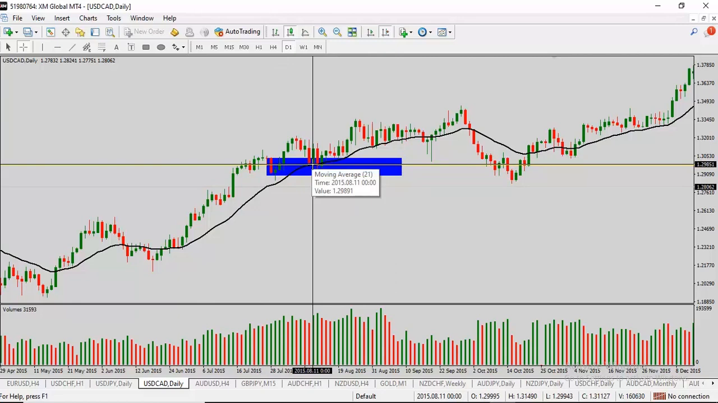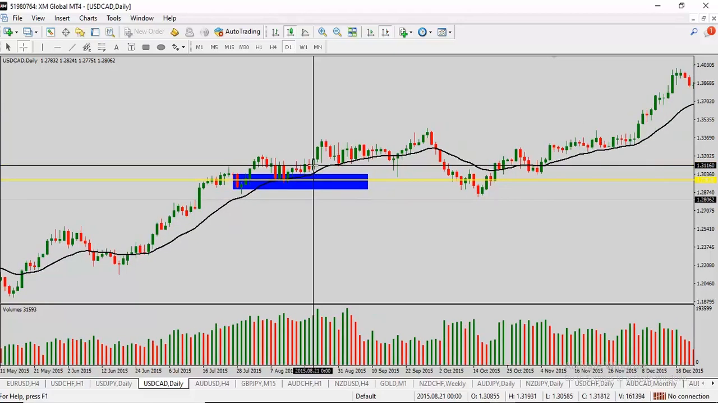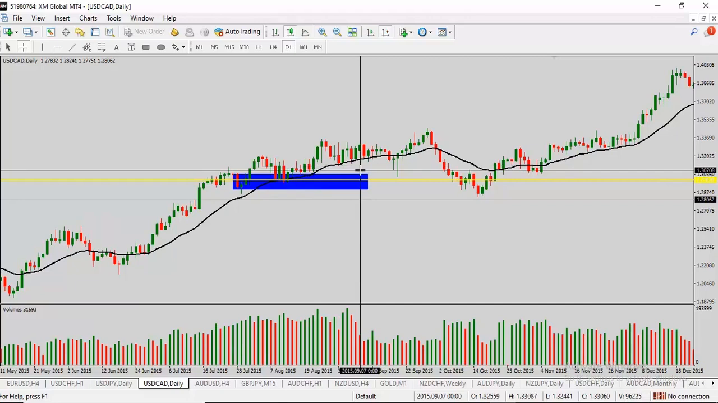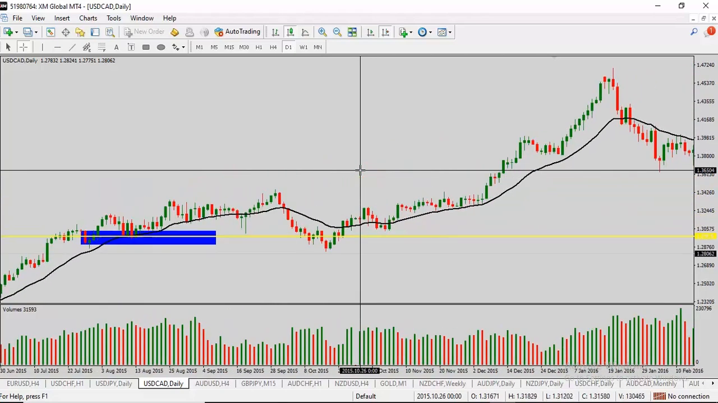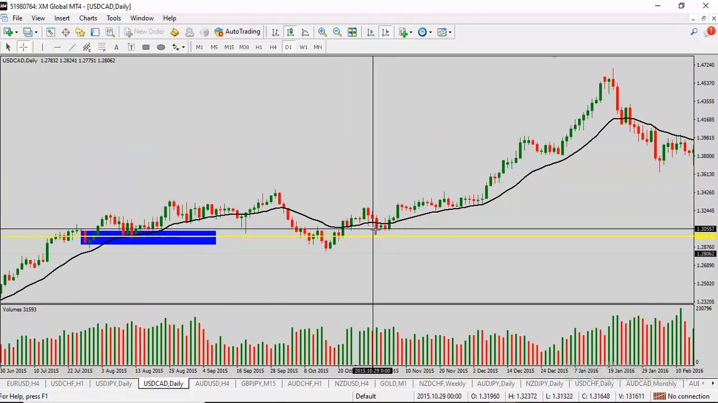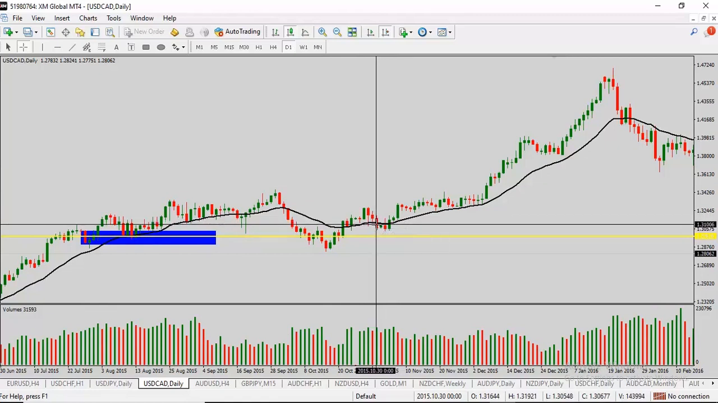Just remember, for a confluence, we need price to respect both the range and the moving average level without closing below, not even going below the moving average. It always forms a wick, or it's always a close that respects the moving average level. Let's look for another confluence. This isn't a confluence. This is because we have a close below the moving average already. Let's keep on going.